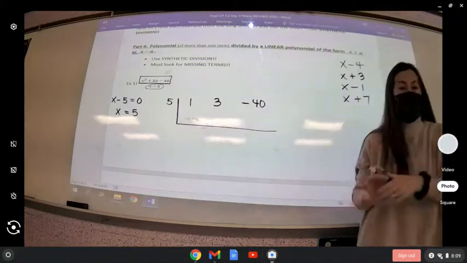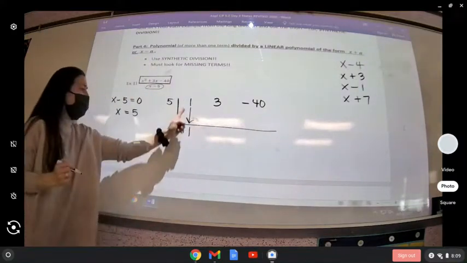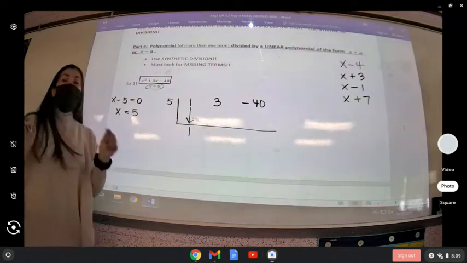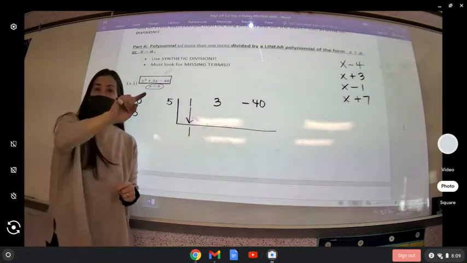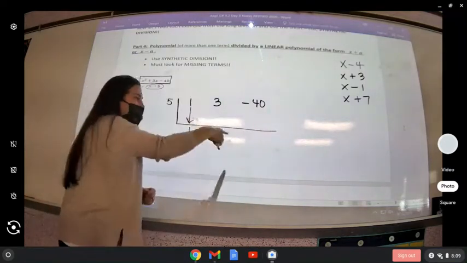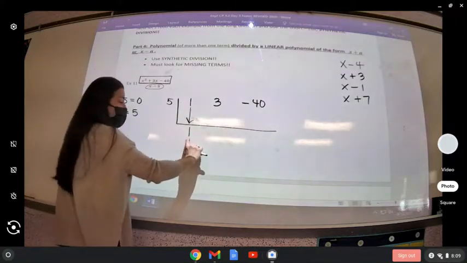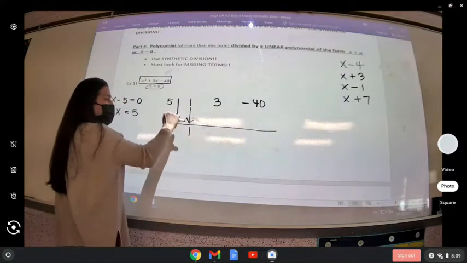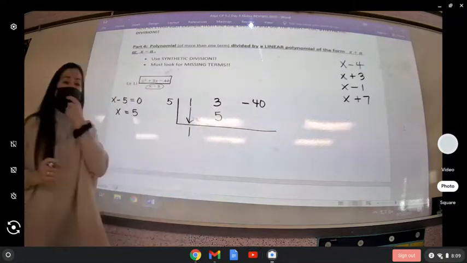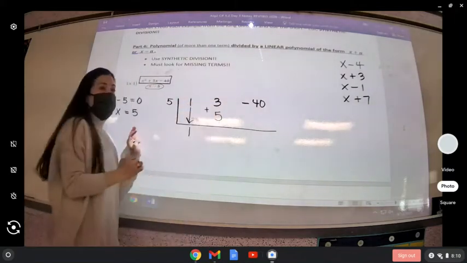Okay, that's the setup. Now to get started, drop the first coefficient down underneath that line. Now we're going to start a multiply, add process all the way to the end. Take your first coefficient and multiply it with 5. What's 1 times 5? It's 5. Write that under the next coefficient. Now we add. What is 3 plus 5?